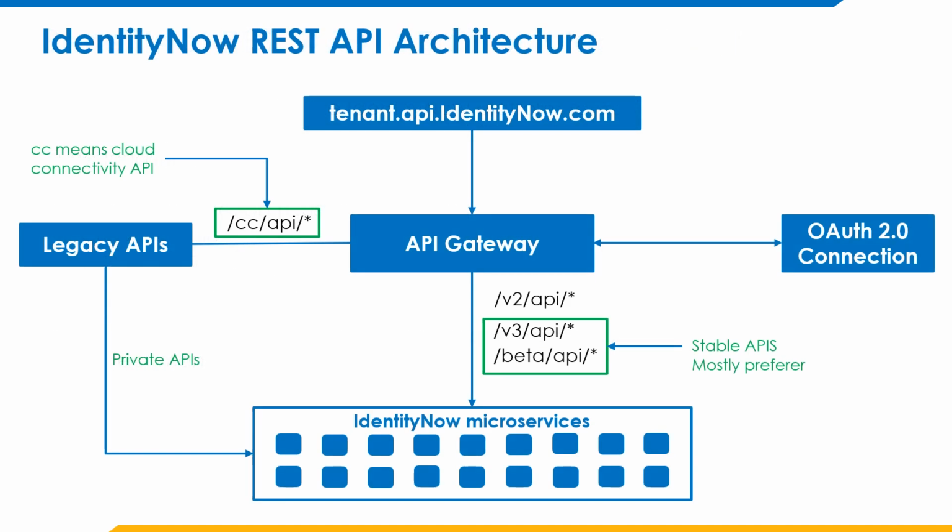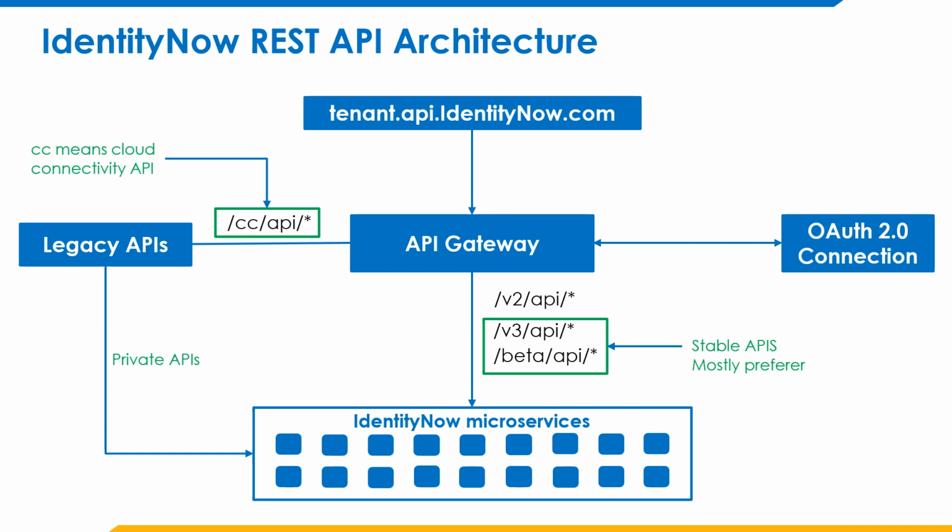In this slide, we will discuss the IdentityNow REST API architecture. Before that, we will have a look at what a microservice is. Microservice is a software architecture employing a suite of independently deployable modular services. Each service performs a distinct job and communicates through a well-defined lightweight mechanism to serve a business goal, focused on a single job.